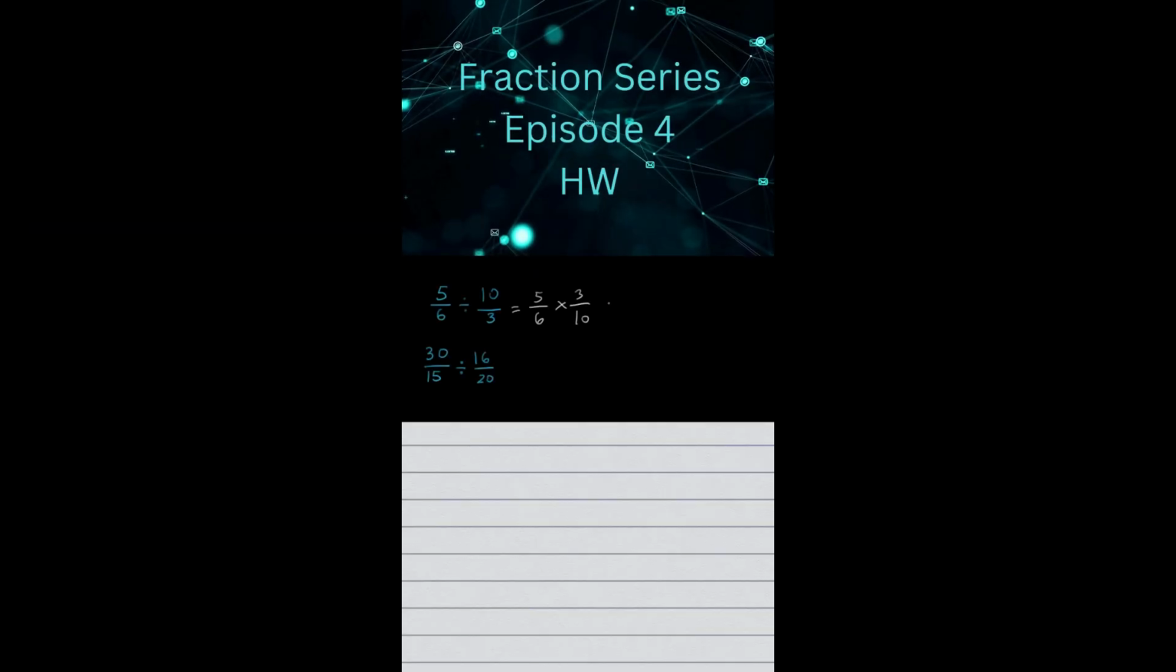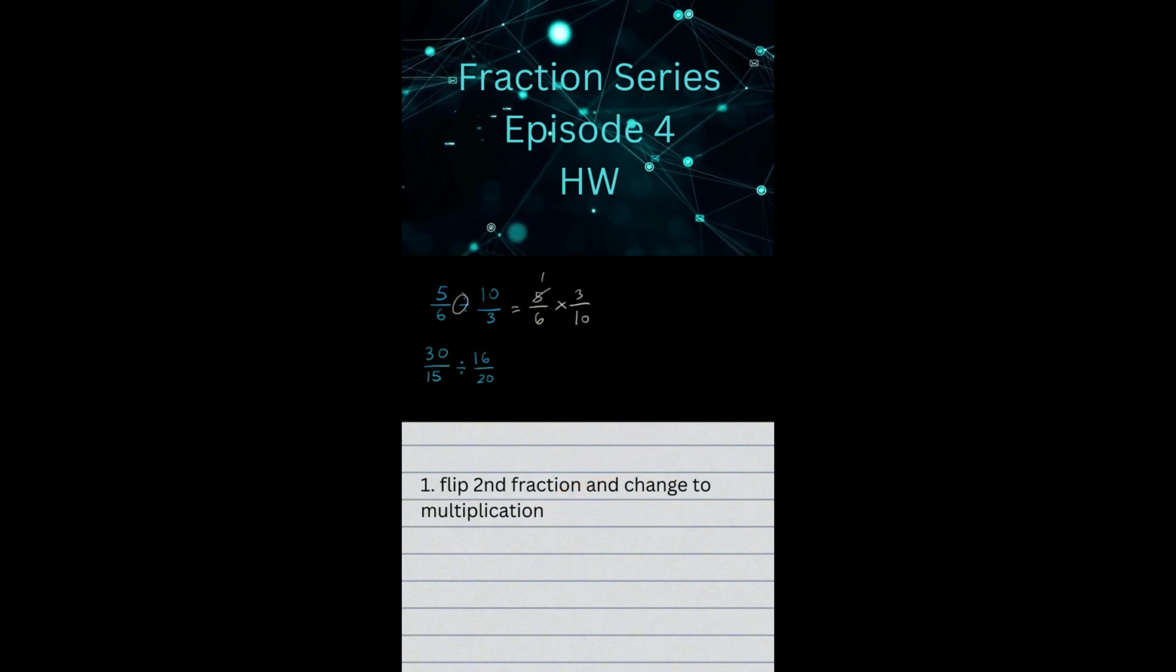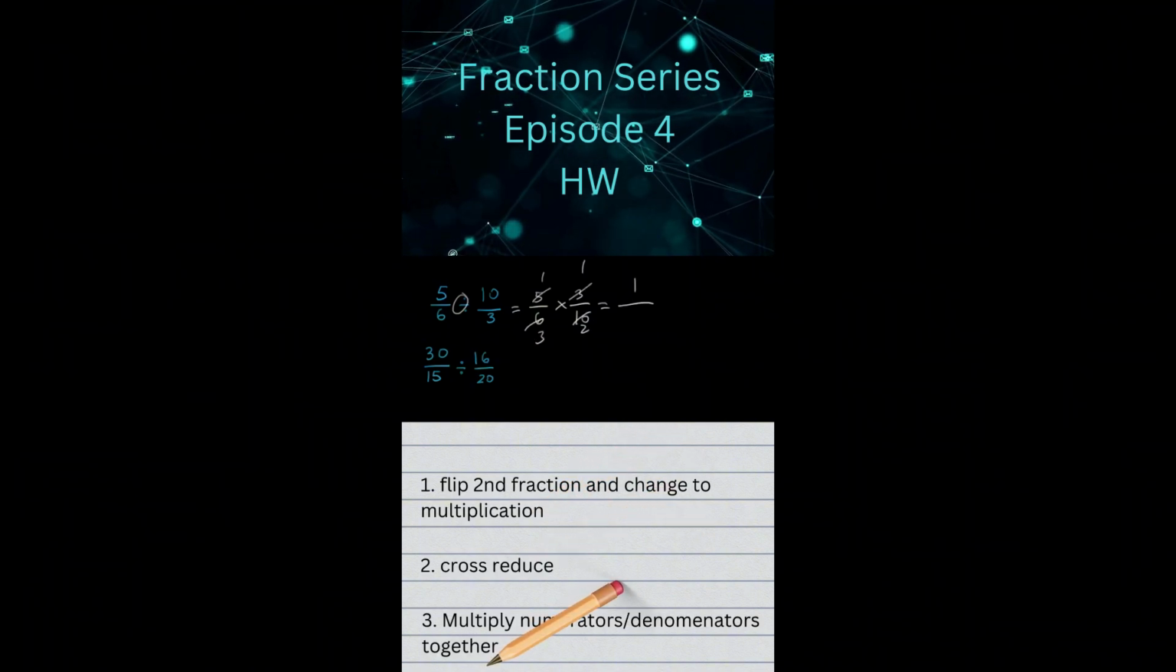So first thing you want to do is flip the second fraction and change the division symbol to multiplication. Then we're going to cross reduce. 1 times 1 is 1, 3 times 2 is 6.